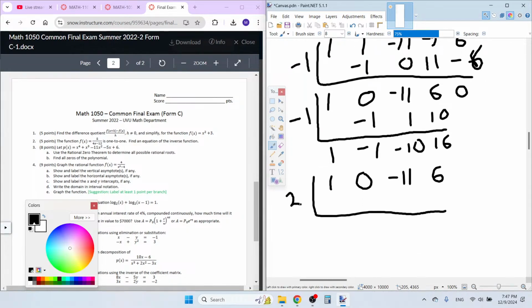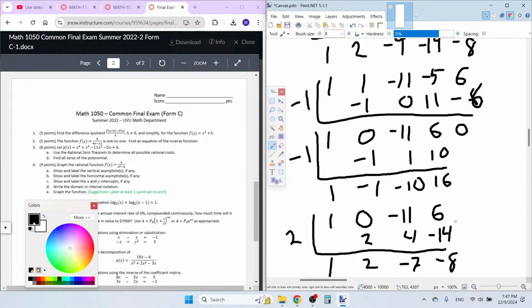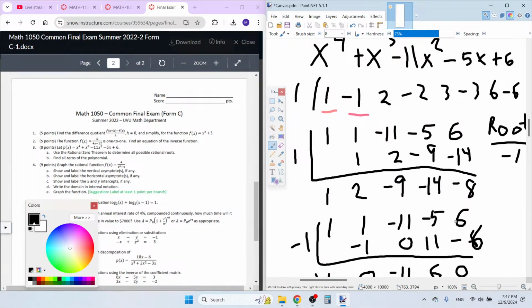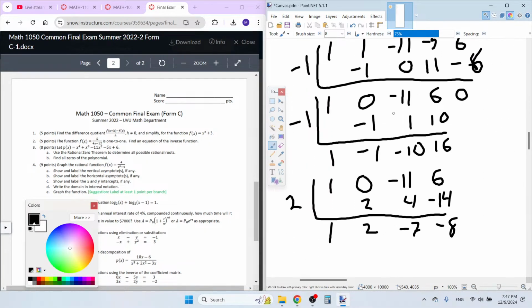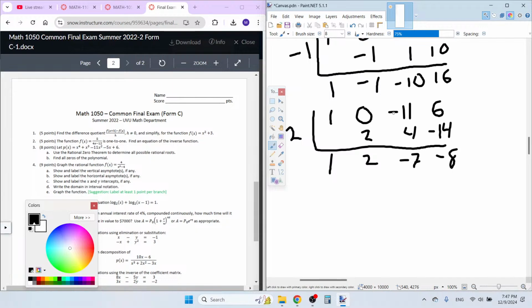And we go to our next possible root, 2. 1, 2, 2, 4, -7, -14, -8. That didn't work. Sorry, we'll cross off +2, and we'll set up -2 as our next root. 1, 0, -11, 6. We go again.